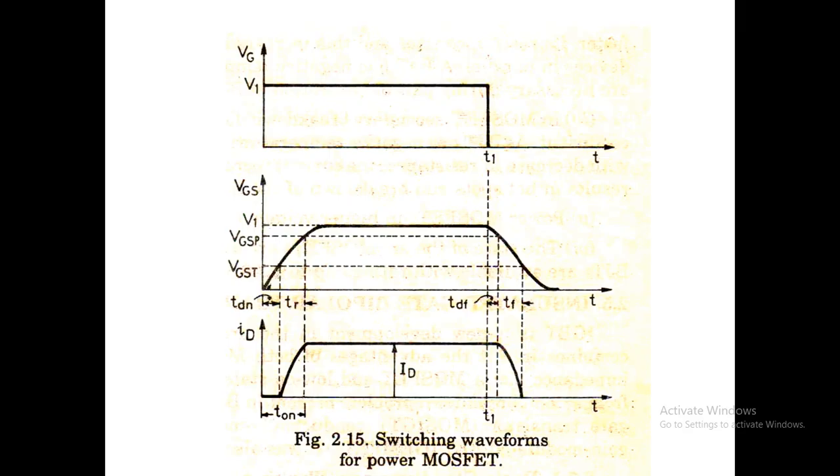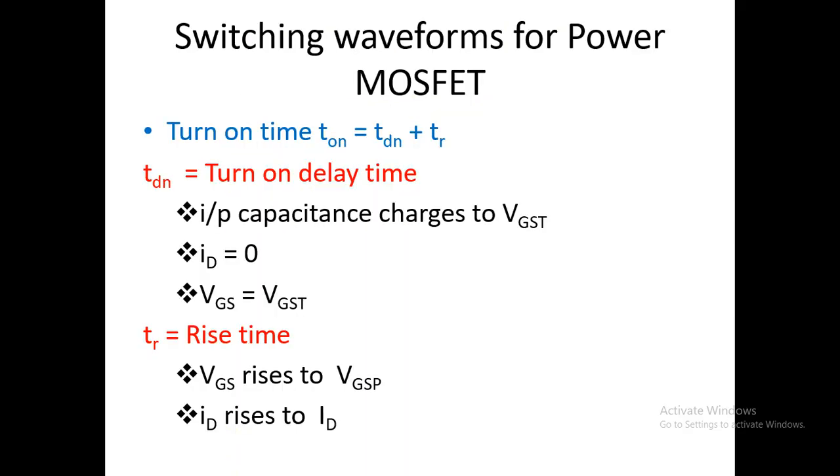And TF is the fall time, in which the input capacitance discharges from VGSP to VGST, that is from the peak value to the threshold voltage. During that time TF, the current will fall from the ID maximum value to the 0 value. So these are the switching waveforms for the explanation.